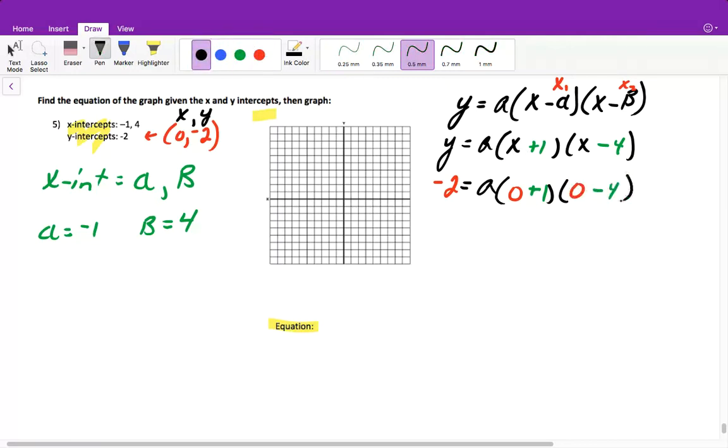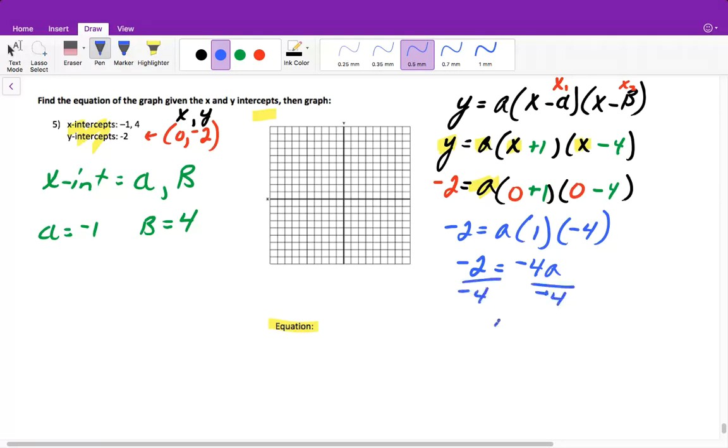Here we had 3 variables, a, x, and y, so we couldn't solve it, but now we only have 1. So we can solve this equation with just 1 variable. We have -2 is equal to a times (0 plus 1, which is 1) times (0 minus 4, which is -4). So 1 times -4 times a, so -2 is equal to -4a. Divide each side by -4, and that means a is equal to 1/2.